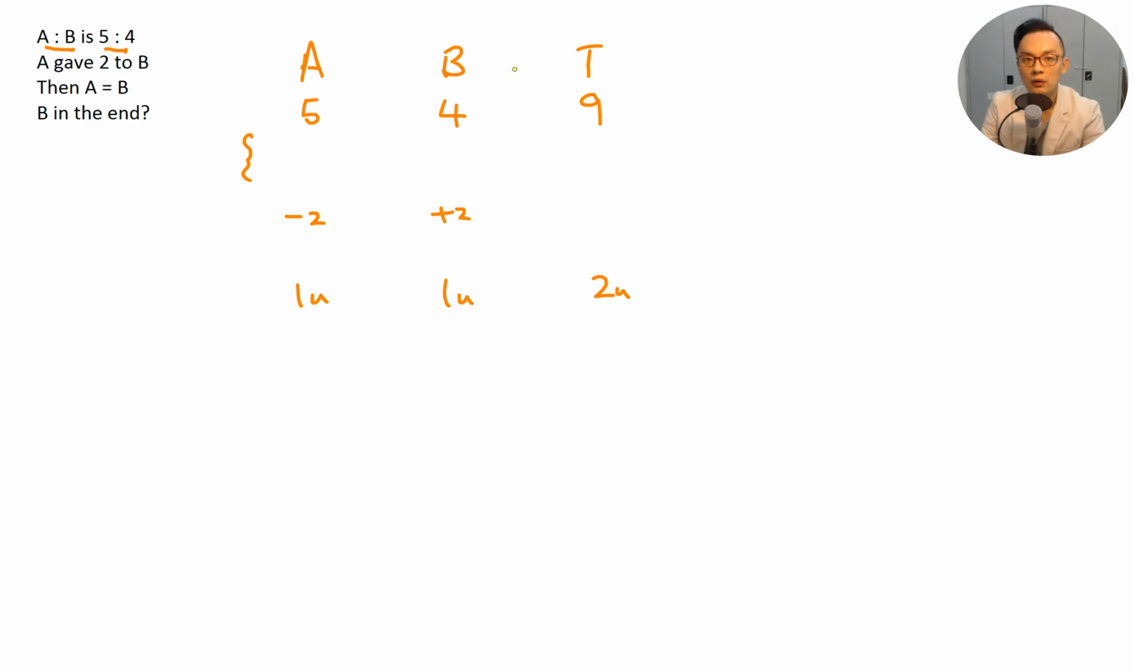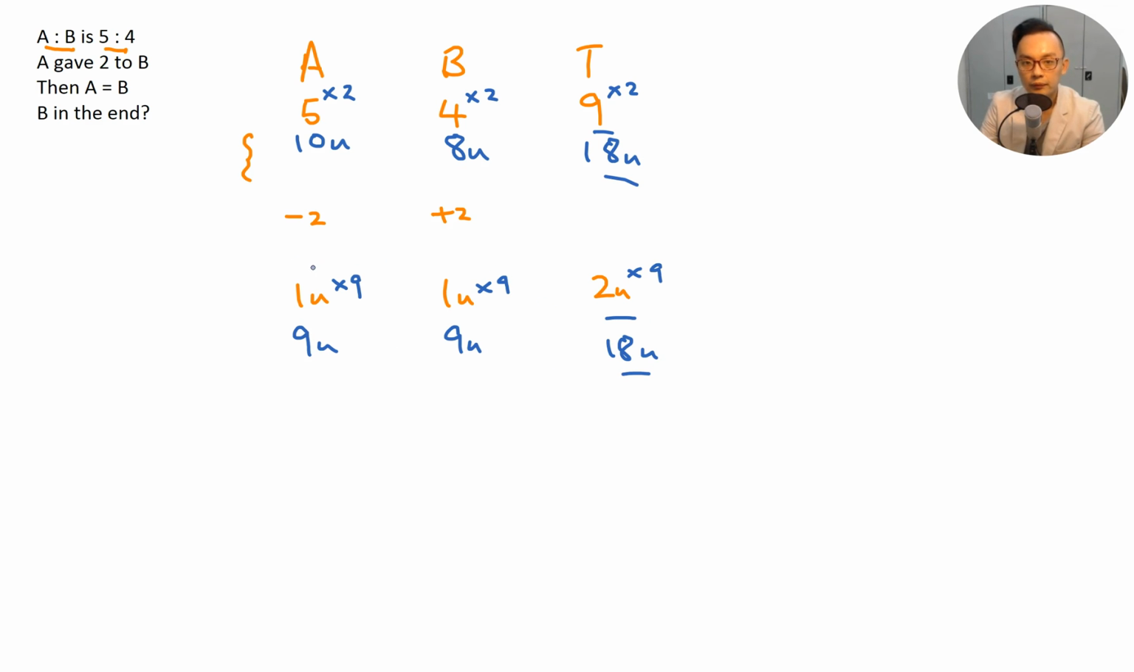So likewise, I need to make my total the same. So I need to times 9, I need to times 2. Times 2, times 2, times 9, times 9. So this becomes 10U, this becomes 8U, this becomes 18U, this becomes 18U, 9U, 9U. So I've made my total the same.